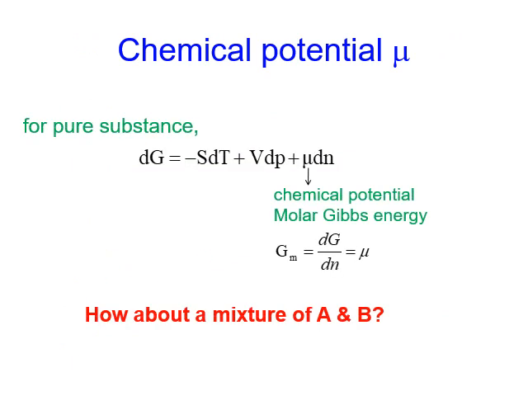In the last chapter, we showed that the Gibbs energy change can be contributed by temperature change, pressure change, and number of moles change. The molar Gibbs energy is called chemical potential. It is the chemical potential that determines the spontaneity of pure substance phase transition. So what about the mixtures?